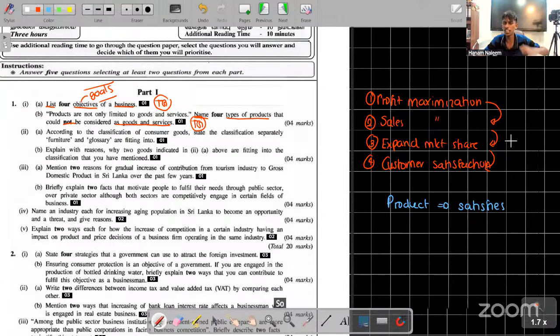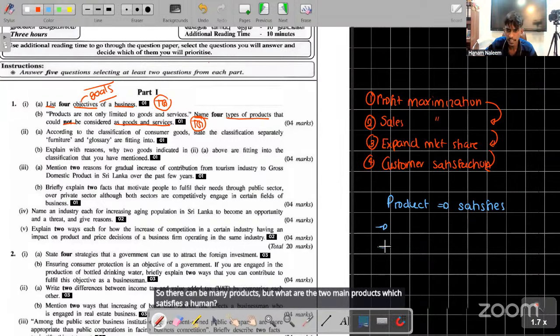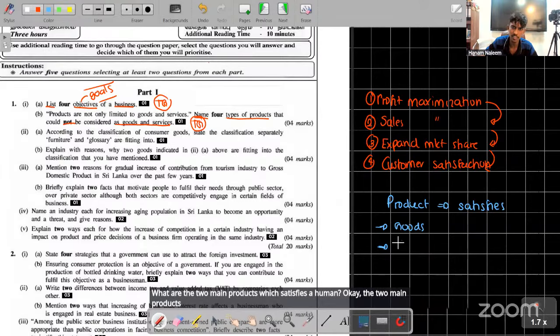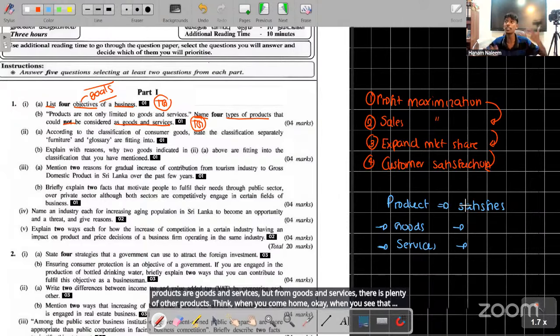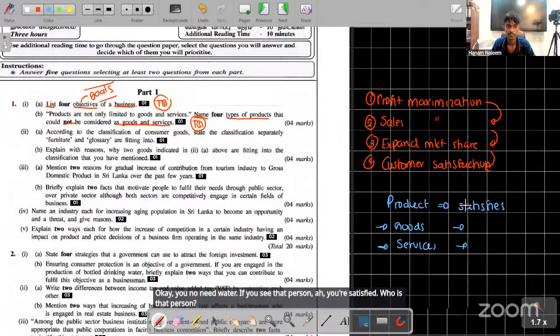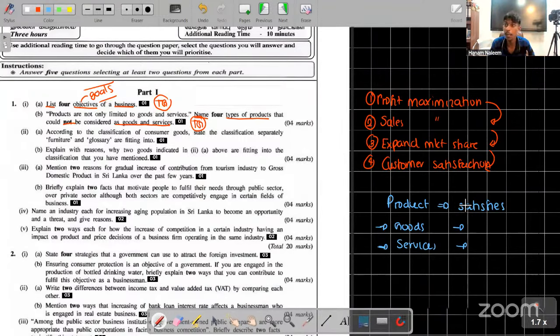So there can be many products, but what are the two main products which satisfy a human? Okay, the two main products are goods and services, but apart from goods and services, there are plenty of other products. Think, when you come home, when you see that person only, you'll be happy, you'll be satisfied. You don't need food. You don't need water. If you see that person, you're satisfied. Who is that person? Your mother, your mom. So mom is satisfying you. So she is a person. So people can be a product.